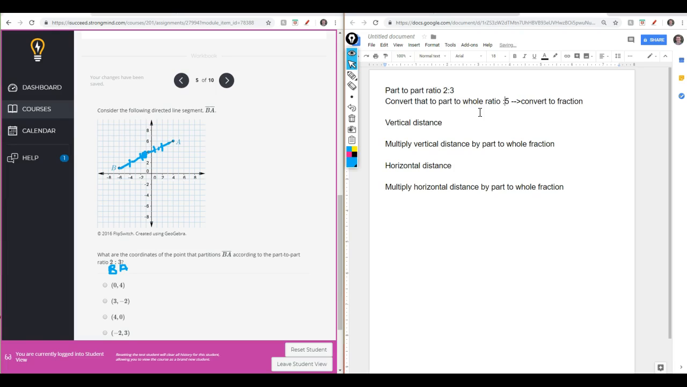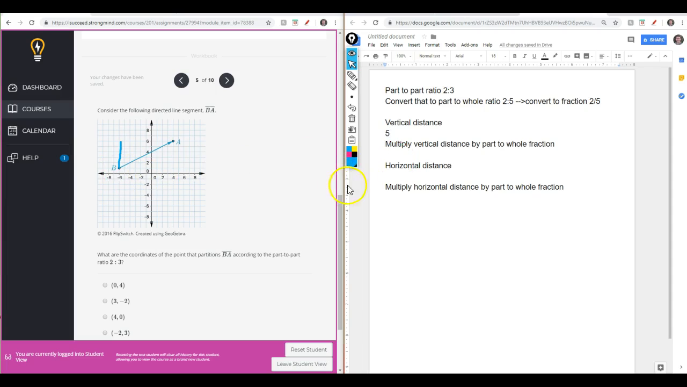And now I'm going to start from point B because that's the starting point. From the starting point to the point, there's going to be 2 segments. That's showing up right here as that 2. So we have 2 segments out of 5, and I'm going to convert it to a fraction, which would be 2/5. Now I'm going to find the vertical distance from point B to point A, which is 1, 2, 3, 4, 5. So it's a total of 5 vertical units.